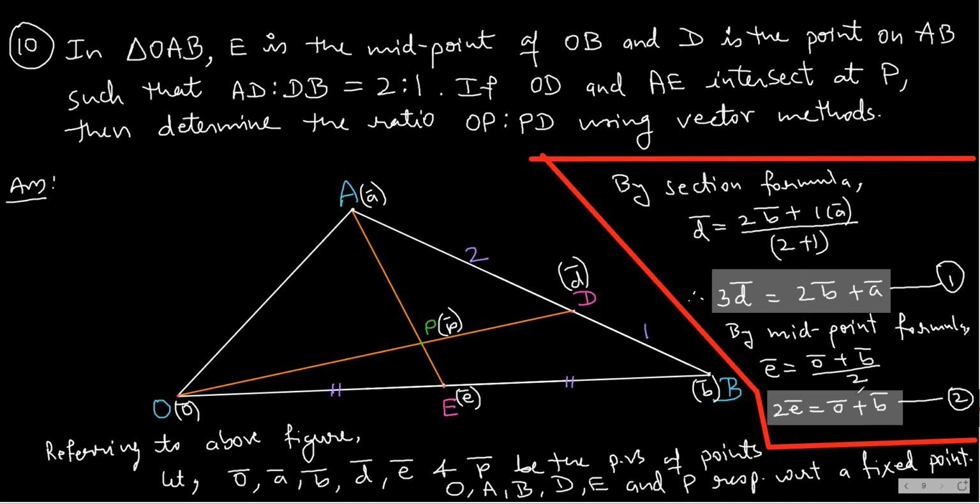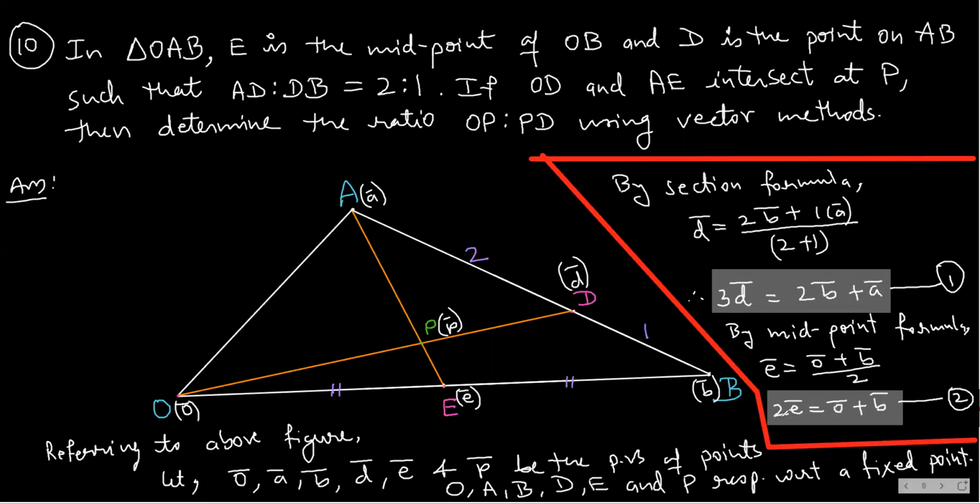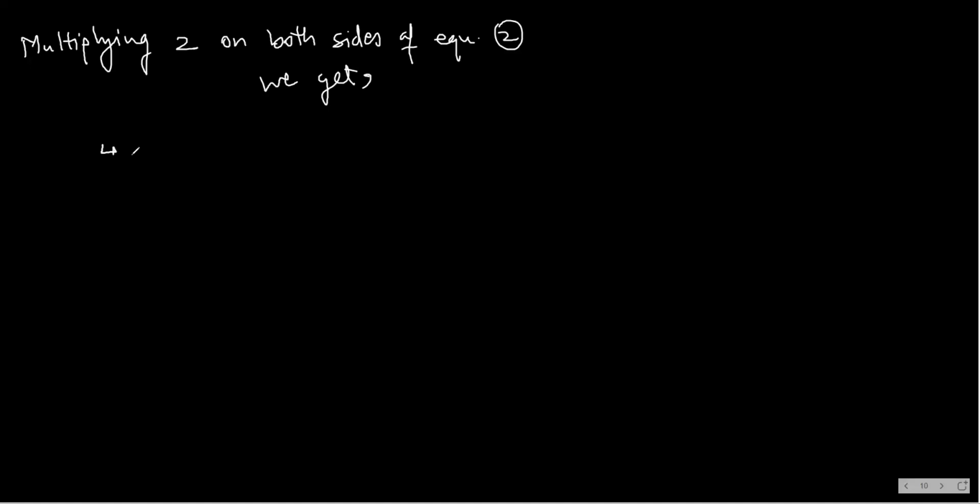So see what I write. Multiplying 2 on both sides of equation 2, when we do that, we get 4E bar equals to 2O bar plus 2B bar. So 4E bar is 2O bar plus 2B bar. I read this as equation number 2B because it is nothing but equation 2 only. I just multiplied 2 on both sides.